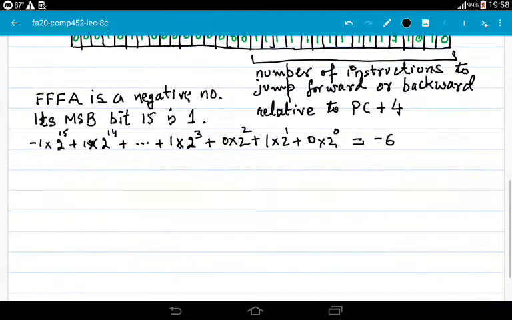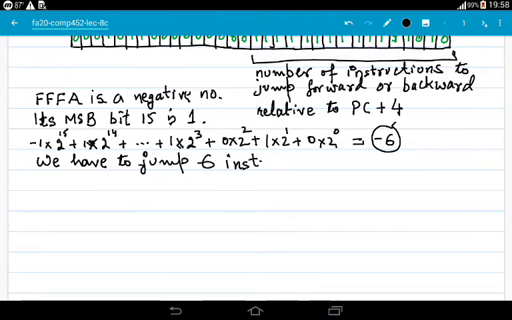So what this means is that we have, or maybe we should say the execution has, to jump 6 instructions back from PC plus 4. We have to jump 6 instructions back from PC plus 4.